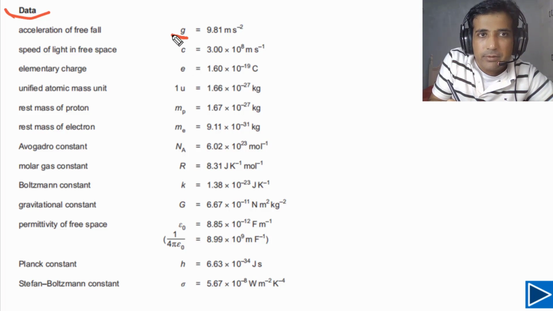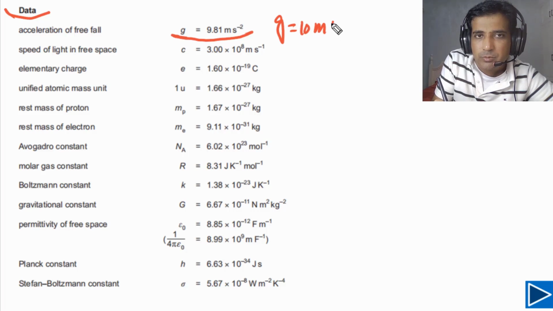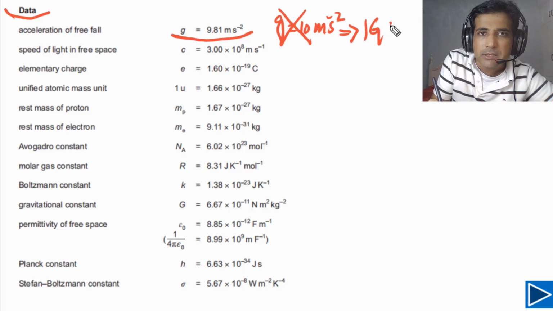At AS level and also at A2 level, you have to use g equal to 9.81. You cannot use g equal to 10. So this is a very important point, you need to be very clear about this one. You need to use g equal to 9.81, not g equal to 10 meters per second squared. This one was okay at IGCSE level, but at AS level, you have to use 9.81.